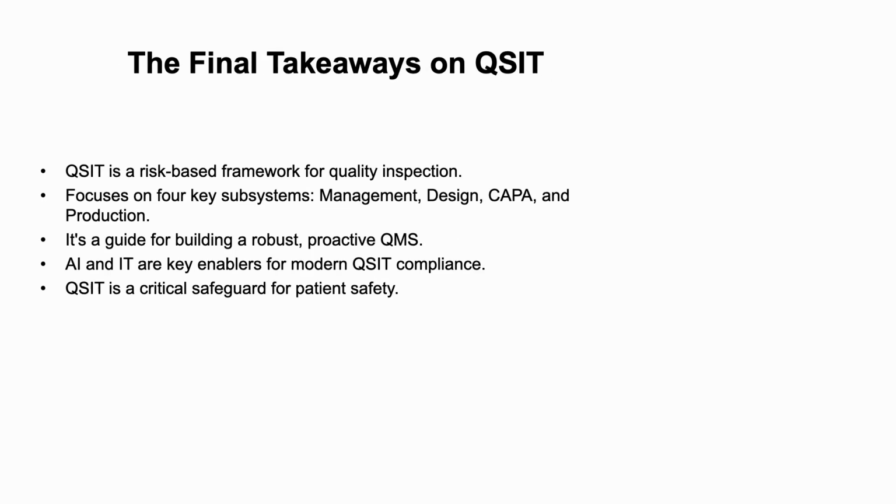We have covered a lot of ground today, and I want to leave you with a few key takeaways. First, remember that QSIT is a risk-based framework. Its purpose is to efficiently and effectively assess a manufacturer's quality system by focusing on the areas that pose the greatest risk. Second, the framework is built on 4 key subsystems: management controls, design controls, corrective and preventive actions, CAPA, and production and process controls. A robust quality system must have a strong foundation in all 4.